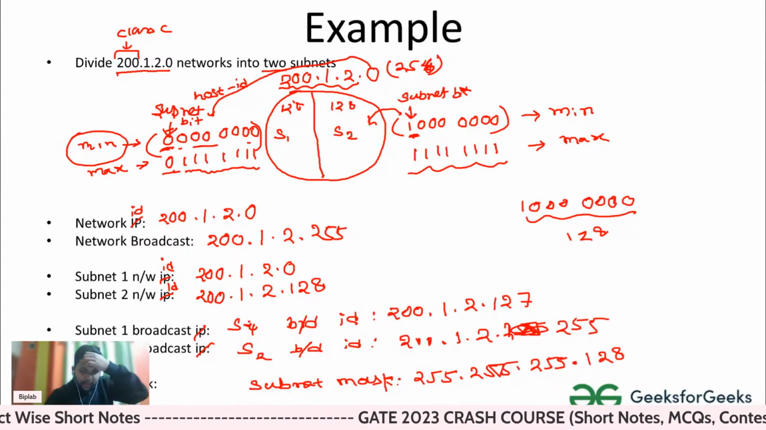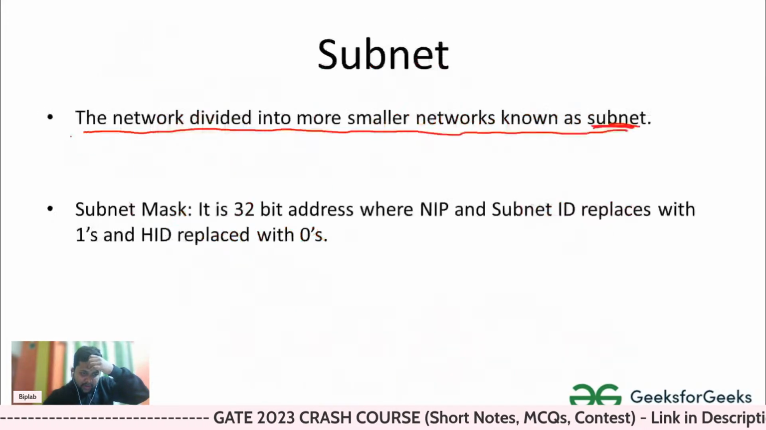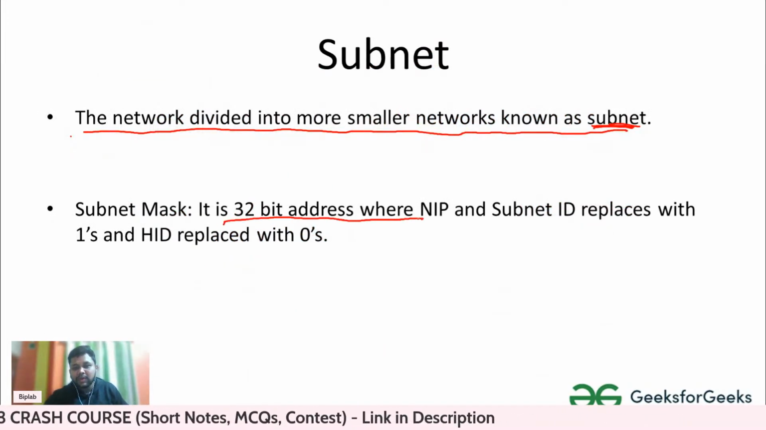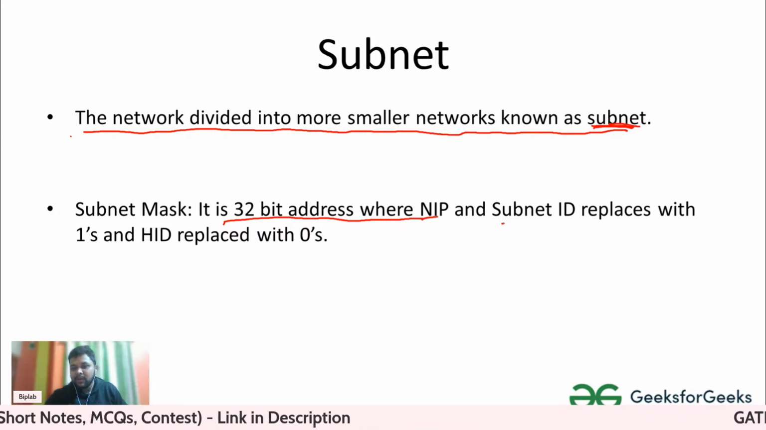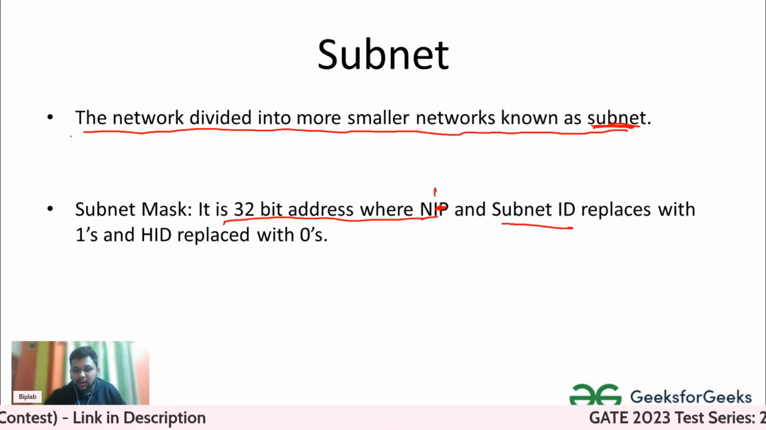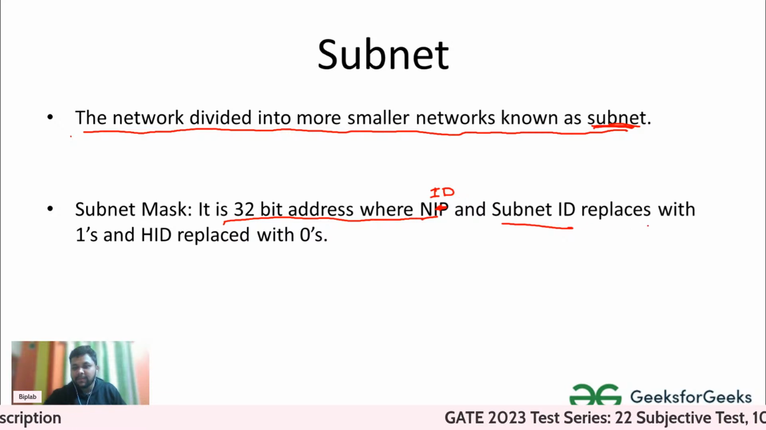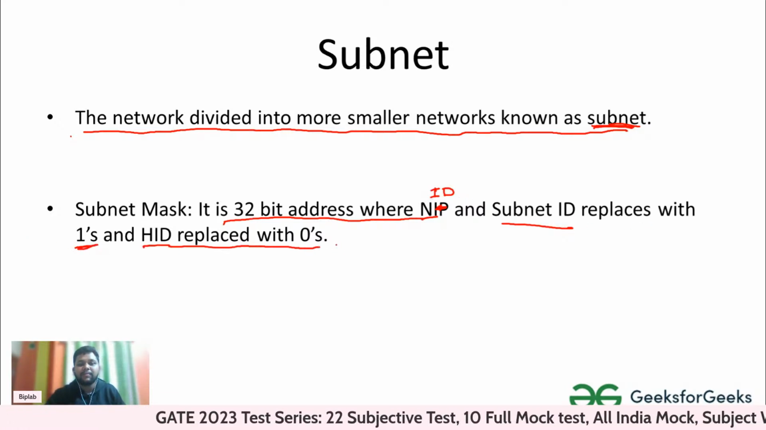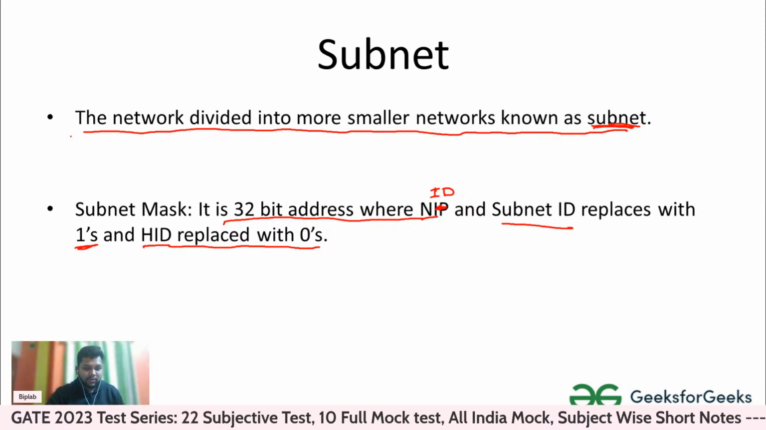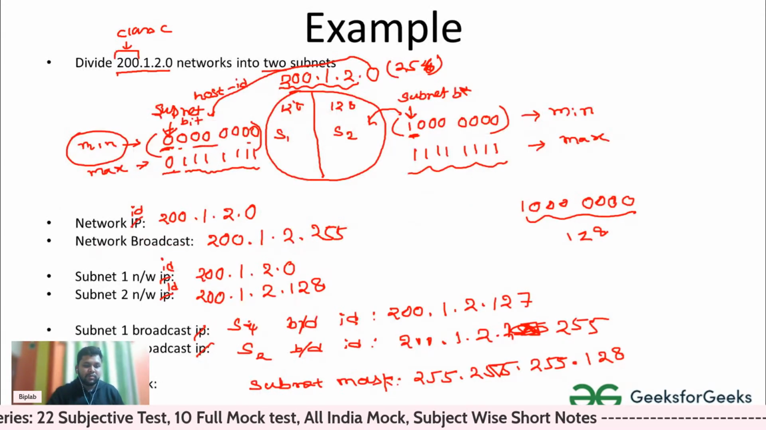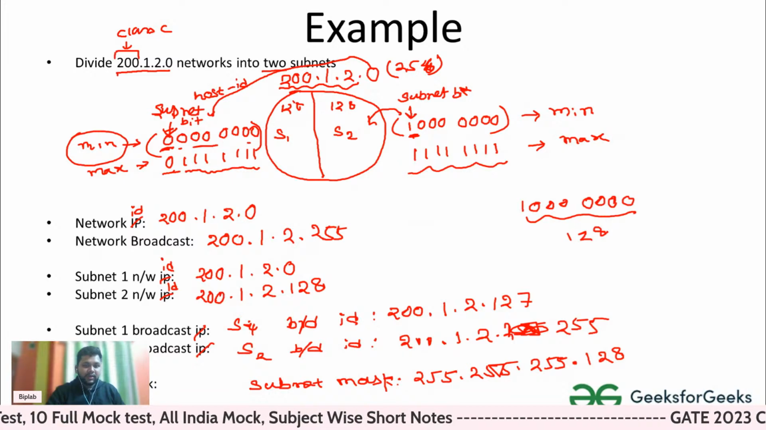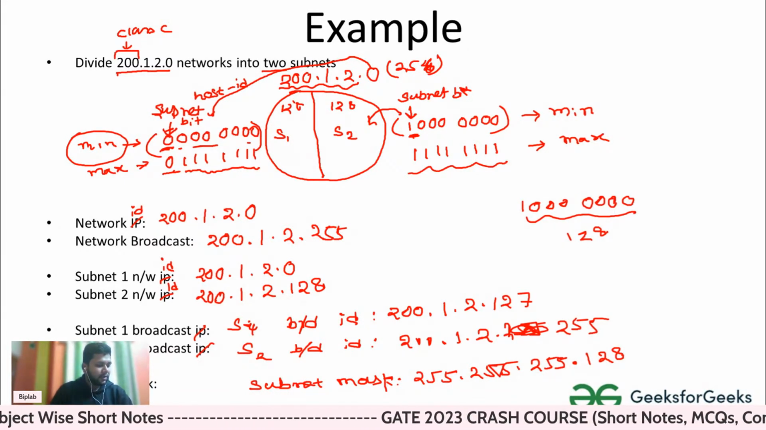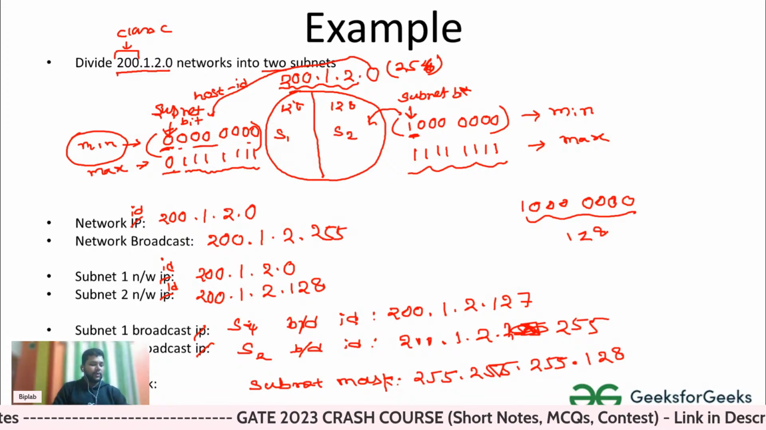Now we can look at the definition once. What is subnet mask? It is a 32-bit address where network ID and subnet ID are replaced with ones and host ID is replaced with 0. So I think it is clear to all. If you have any doubt, you can tell me. Otherwise we are going to the numericals.